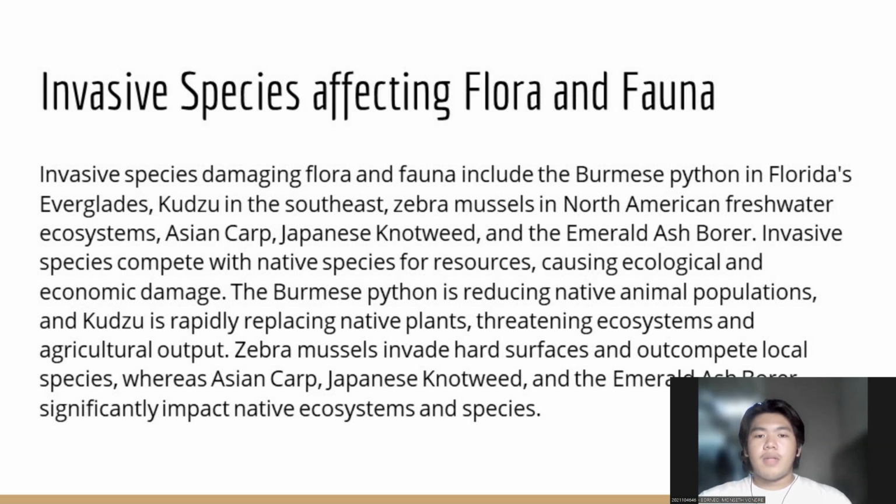Native animal populations are declining due to the Burmese python, and kudzu is quickly displacing native vegetation, threatening local ecosystems and agricultural productivity. Zebra mussels can colonize hard surfaces and outcompete local species, while Asian carp, Japanese knotweed, and the emerald ash borer all substantially influence native ecosystems and species.